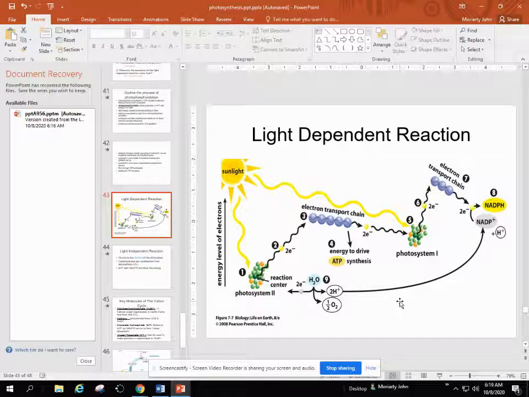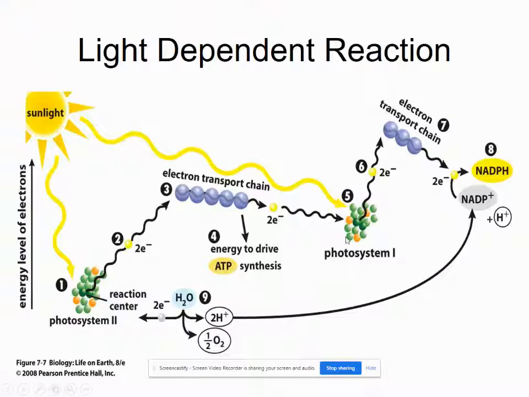Good morning, class, and welcome back to our discussion of how sugar is made by plants and algae, and some bacteria use something very similar to this in the form of photosynthesis. Yesterday we were talking about the light-dependent reaction. Remember, photosynthesis is split into two parts: the light-dependent reaction and the dark reaction, or the light-independent reaction.